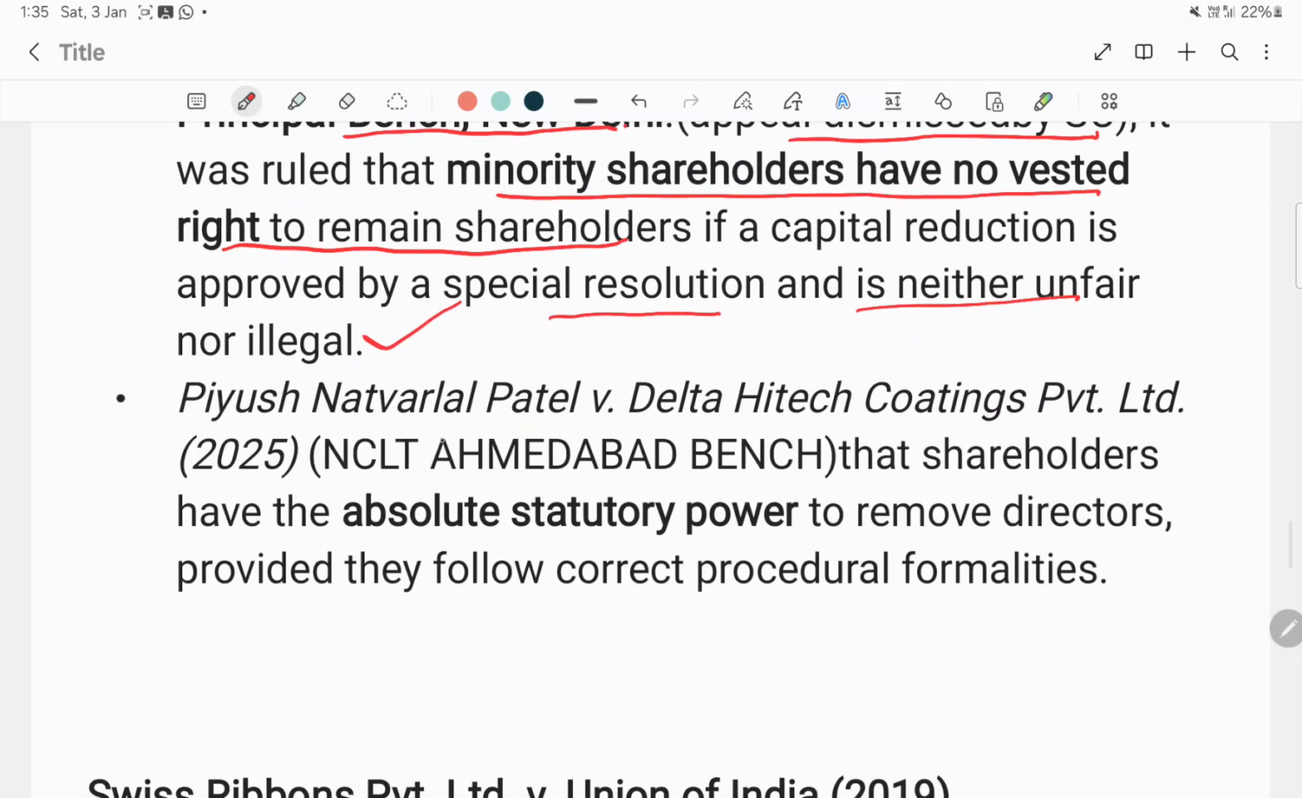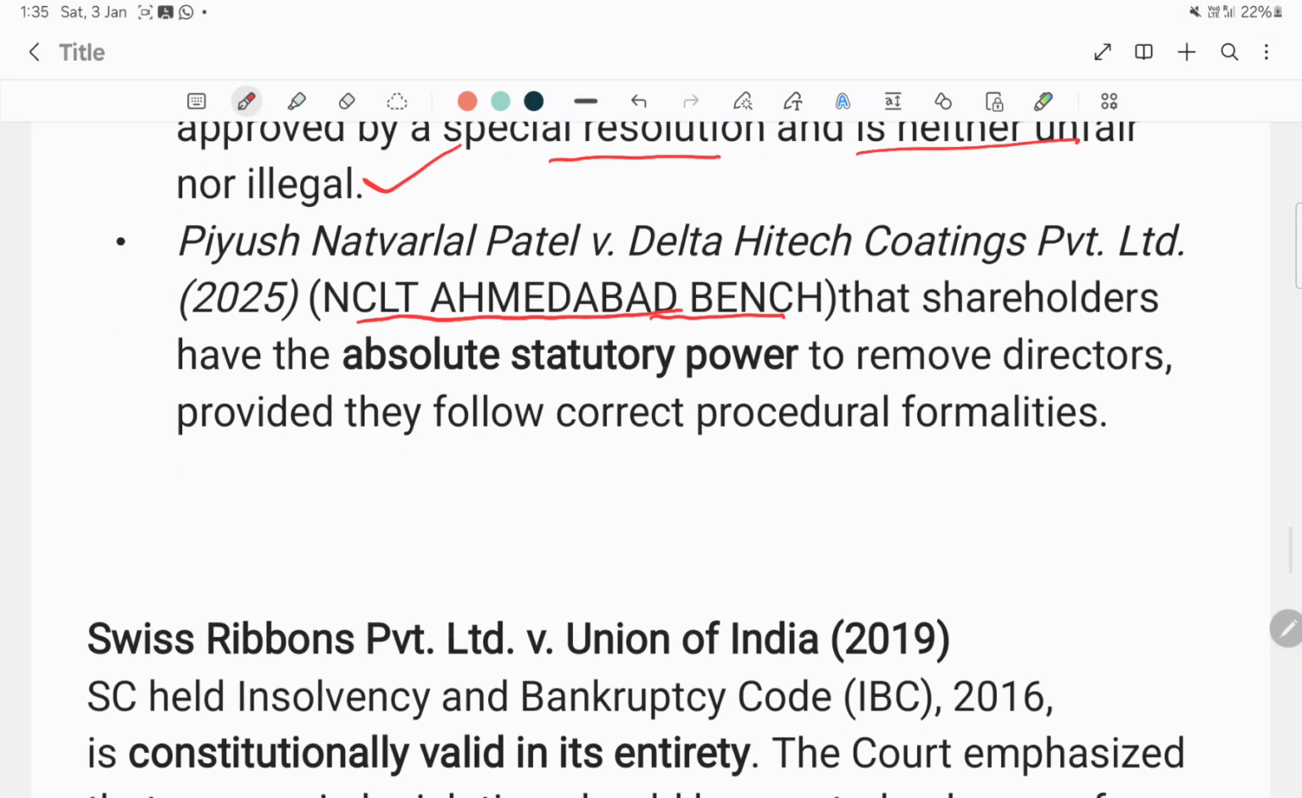Thereafter, Piyush Natwarlal Patel versus Delta High Tech Coating Private Limited, 2025. This is also a decision by the NCLT Ahmedabad bench, that shareholders have absolute statutory power to remove directors, provided they follow correct procedural formalities.